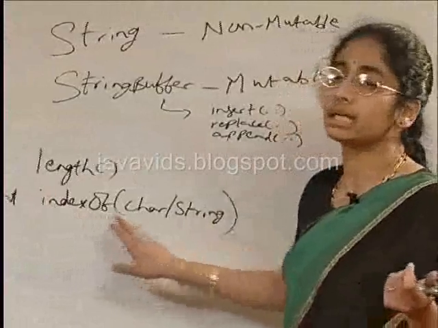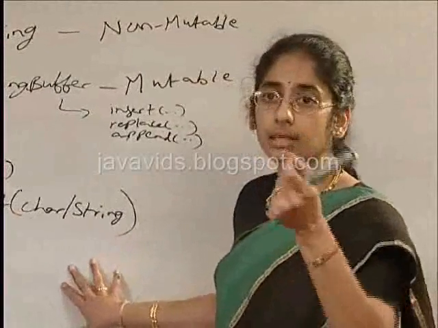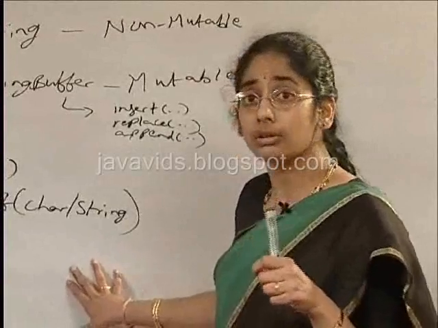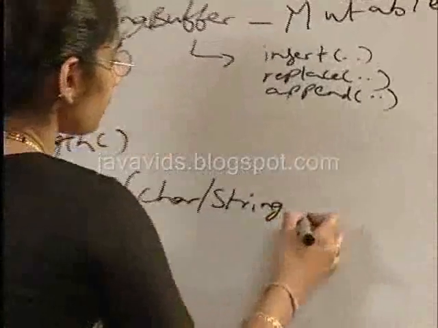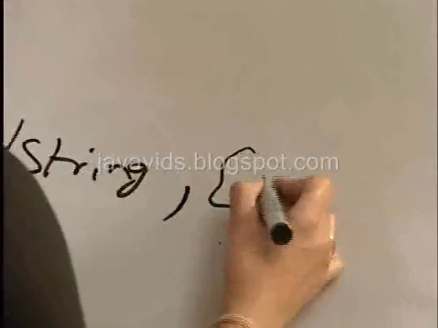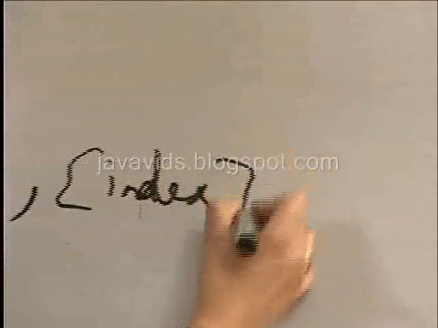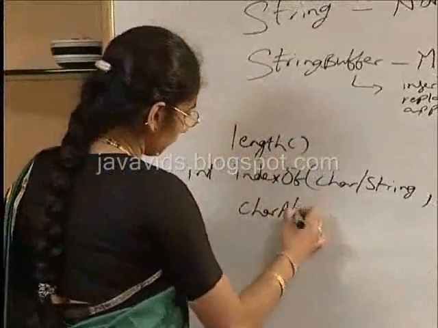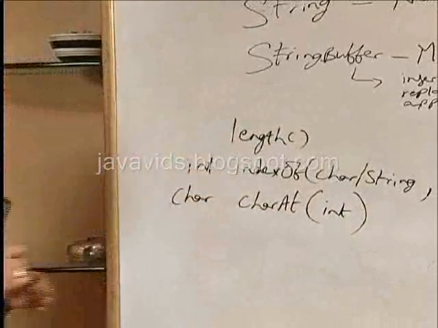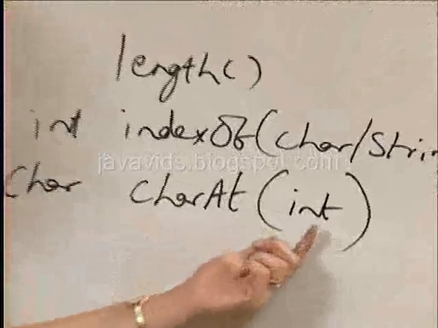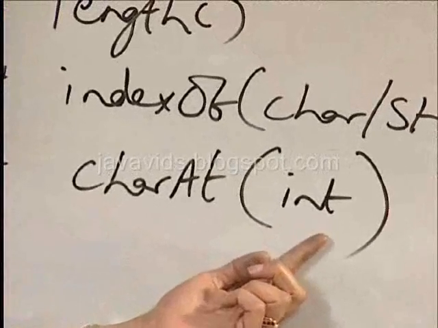Now indexOf always starts with the 0th index. The first character is the 0th index of a string. If you want, you can optionally specify the index as well, that is, from which point you want the search to start. Then we have charAt. charAt takes an int and returns a char. That is, you specify an offset or the index for a string, and it returns the character at the given index.